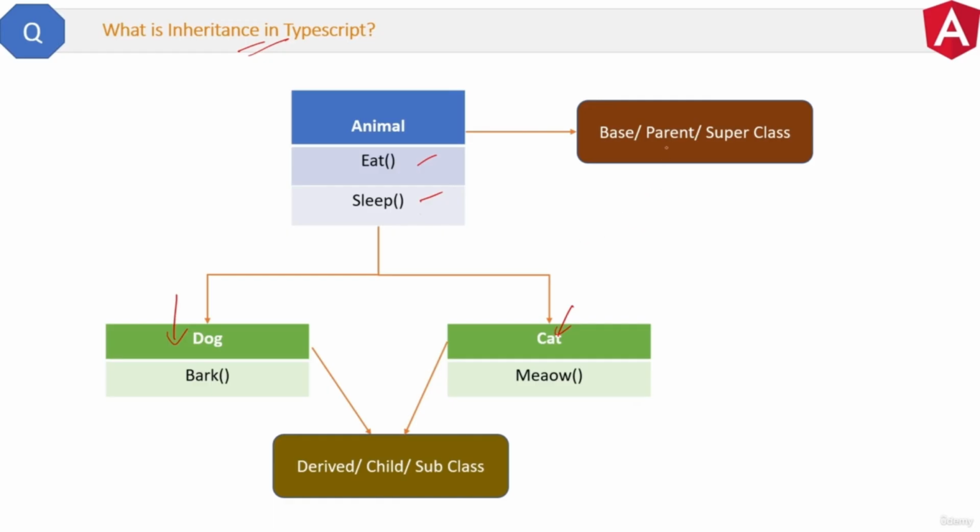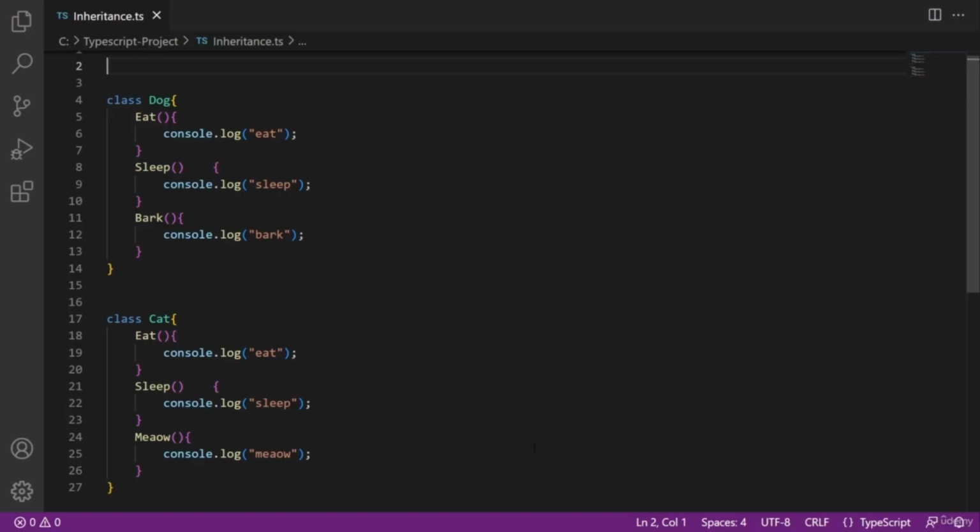Remember, base, parent and superclasses are the same things, and derived, child and subclasses are the same thing. Now let's go to the code and see how it works. Here you can see we have a dog class with eat, sleep and bark methods. And similarly we have a cat class with the eat, sleep and meow methods. If you notice, both these eat and sleep methods are just repeated here.